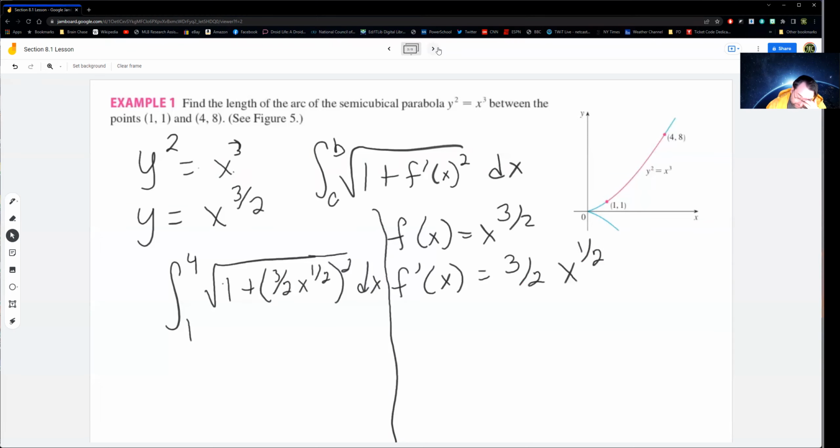The one thing when looking at arc length is that the integrations are going to be a little more complicated than what we saw in chapter 6, because you've got all the material from chapter 7 now. So simplify this down. I've got 1 plus 9/4 x, dx.